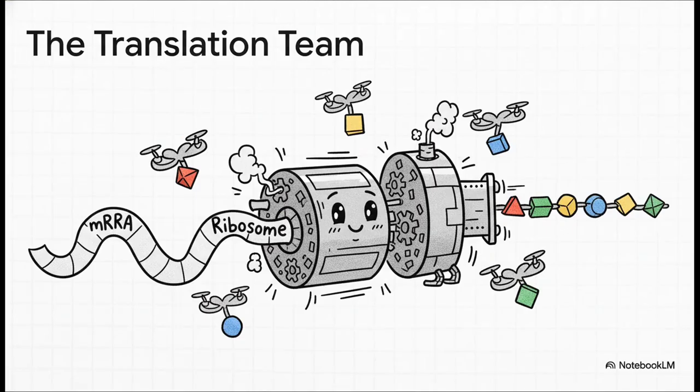Now, building a protein takes a whole team. You've got the messenger RNA, or mRNA, that's the work order, the instructions. Then you've got the ribosome, that's the factory itself, the machine that reads the instructions. And then you have the real genius of the system, the transfer RNA, or tRNA. These are the specialized workers that can actually read the message and go grab the exact right building blocks.